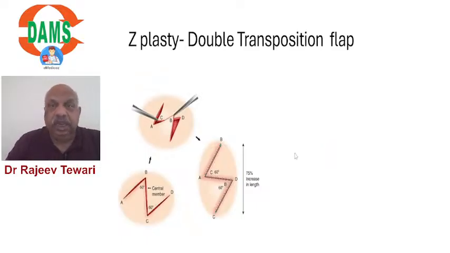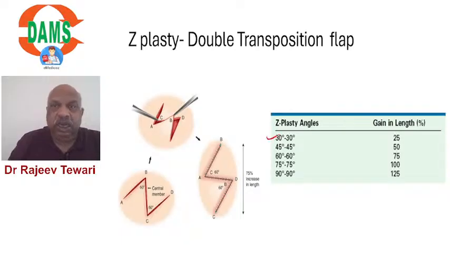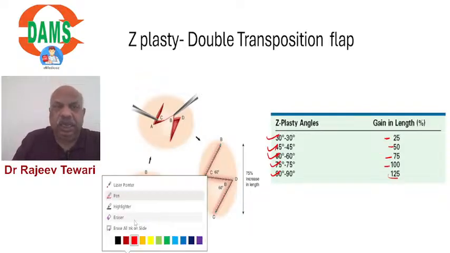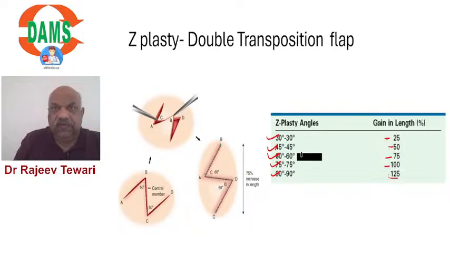To get length gain, the angle 30 degree gives 25% length gain, 45 degree 50%, 60 degree 75%, 75 degree 100%, and 90 degree 120%. The most commonly used angle is 60. If I increase the angle, the tension is more at the suture line.